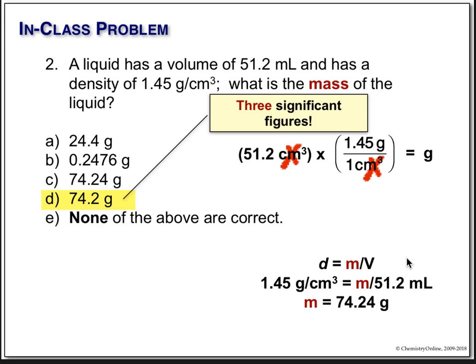Now I'll be honest, this is Chemistry 100. I wouldn't do that to you. If you got close enough to get 74.2, I would be thrilled. But later on in life, you're going to need to think about significant figures.